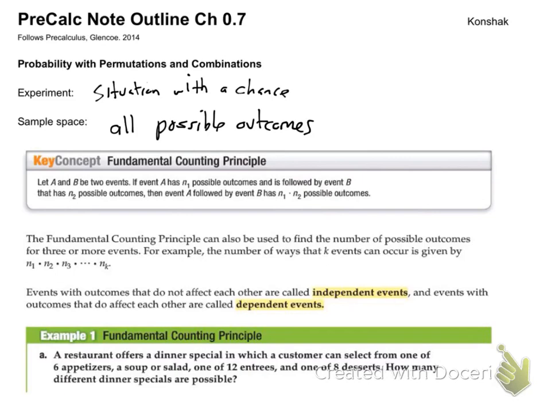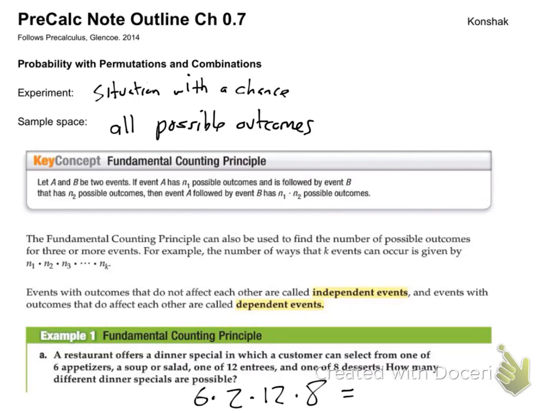Any questions? So the first question we're going to come across here involves a restaurant. Your favorite restaurant has a dinner special. Part of that dinner special, they can select from one of 6 appetizers. You get a soup or a salad. You get one of 12 entrees, and you get one of 8 desserts. How many different dinner specials are possible? So you have how many choices the first time? You got 6 appetizers times soup or salad, so there are only 2 choices, times 12 times 8.